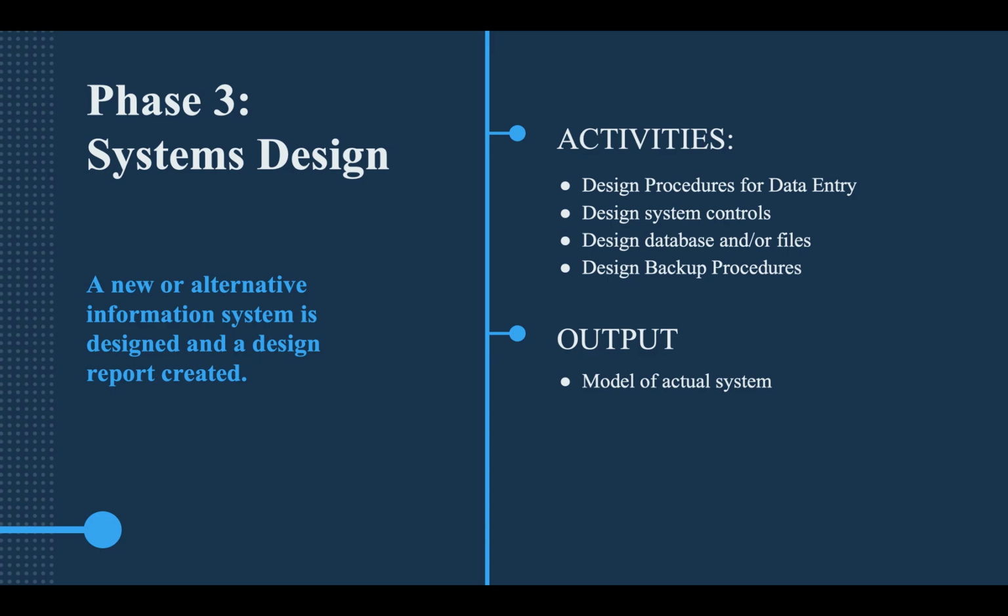You devise the human computer interface. You design files or databases that will store data needed by the decision makers. You decide the output of your reports, may they be on screen or printed. You design controls and backup procedures. Okay, so you design many things in this phase. The output for this phase is the model of the actual system.